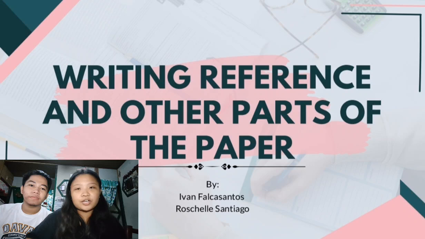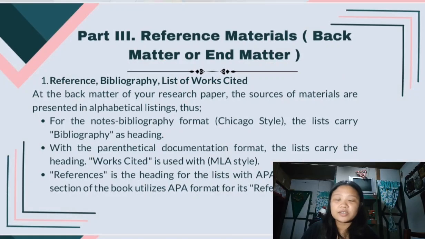And in this video, we are going to discuss writing references and other parts of the paper, which include the appendices and glossary. Now we are going to discuss reference materials, or what we call the back matter or end matter. First, we have the reference, bibliography, or list of works cited.